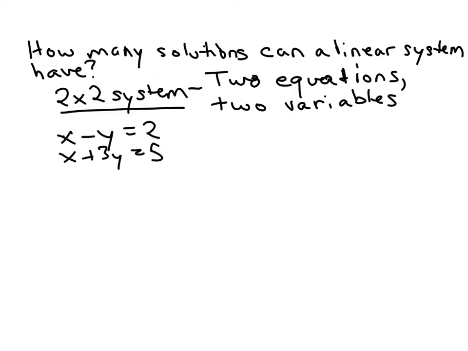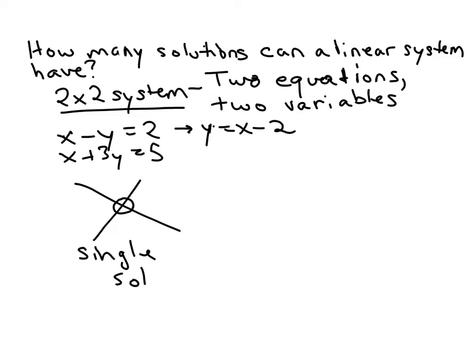Now notice that an equation like x minus y equals 2 could be rewritten as y equals x minus 2 if we isolated the y. I just want to remind you that a linear equation involving x and y can be represented graphically as a line. Each of those equations represents a line. And so there are three possibilities here. The two lines might intersect in a point, which would give us a single solution.